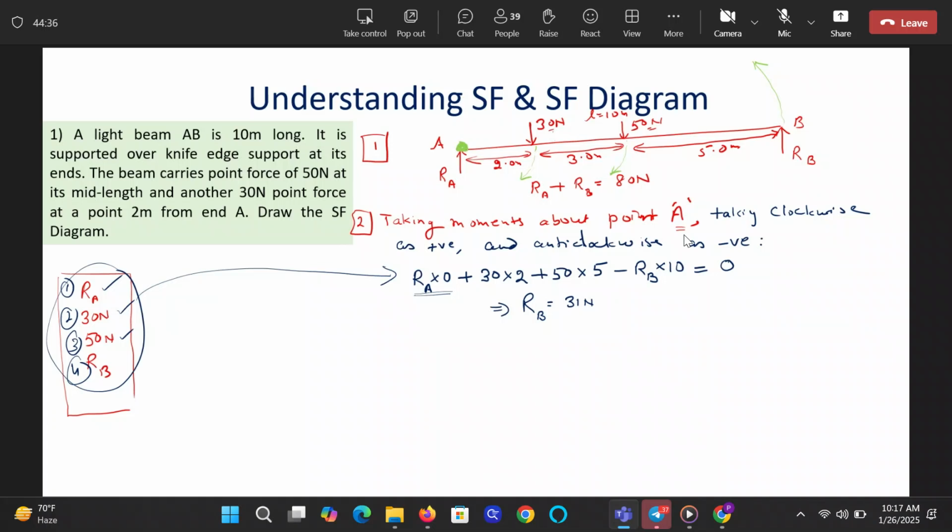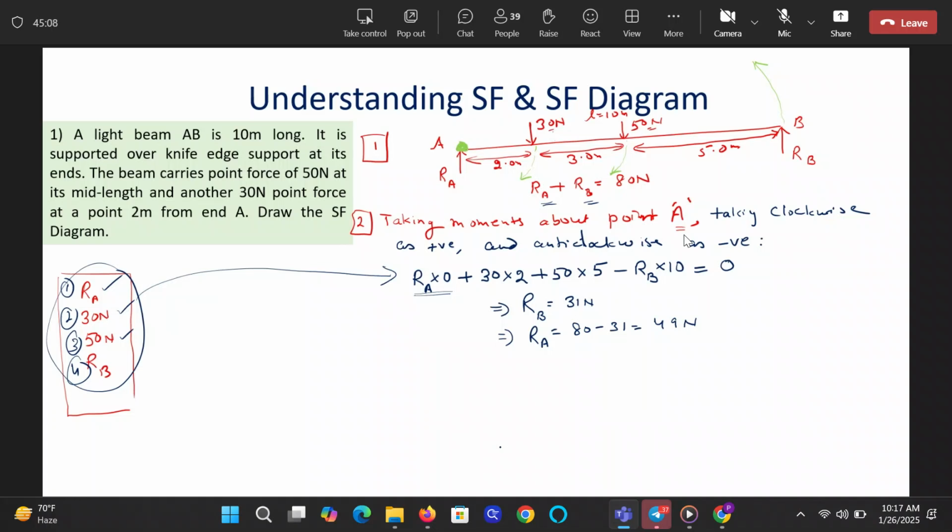Everybody agrees RB is 31 newtons, with all the explanation given above. Yes, sir. This implies RA plus RB is 80 newtons, so RA will be equal to 80 minus 31, equal to 49 newtons. So this way, what have we been able to achieve? We have been able to achieve the split of 80 newtons into RA and RB.